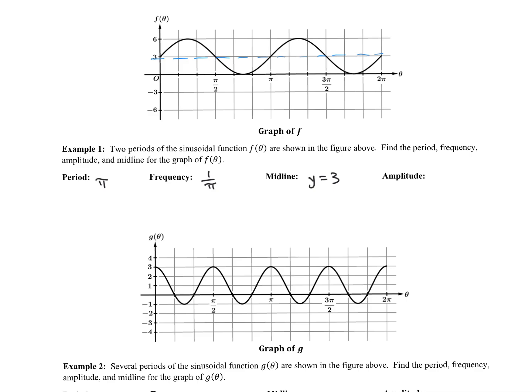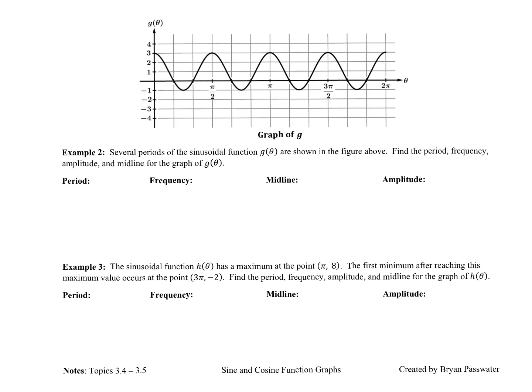All right, and then its amplitude. And so my amplitude is going from my midline to our max, or my midline to my min. And so what is the distance there between the max or the min? 3. All right? And so my amplitude is 3. Is amplitude ever negative? Never, ever. All right, let's look at the next one now.